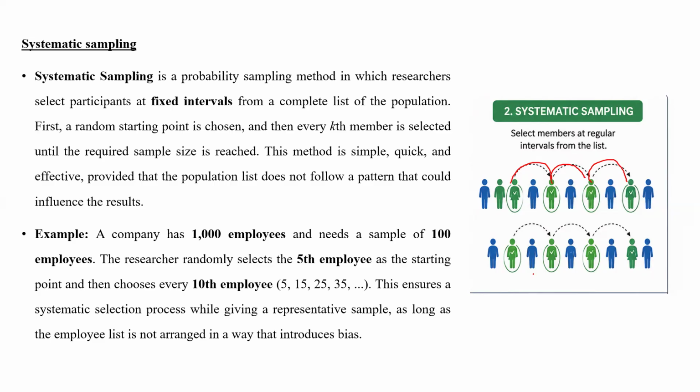For example, a company has 1,000 employees and needs to sample 100 employees. The researchers randomly select the 50th employee as the starting point and then choose every 10th employee like this.